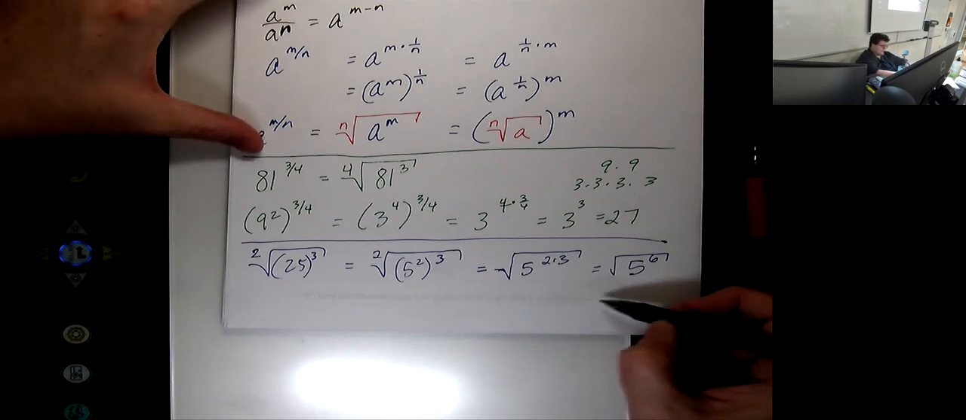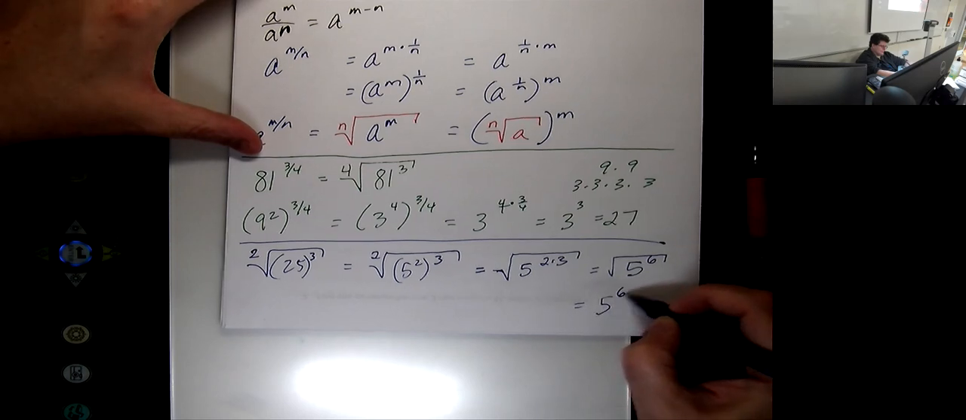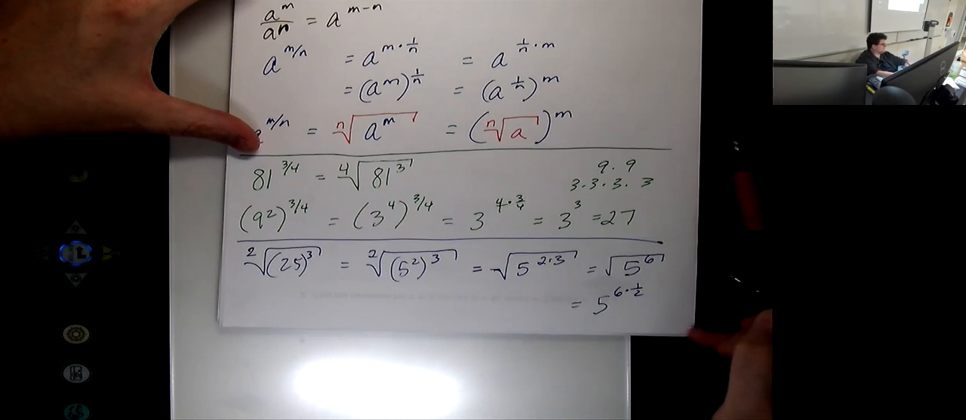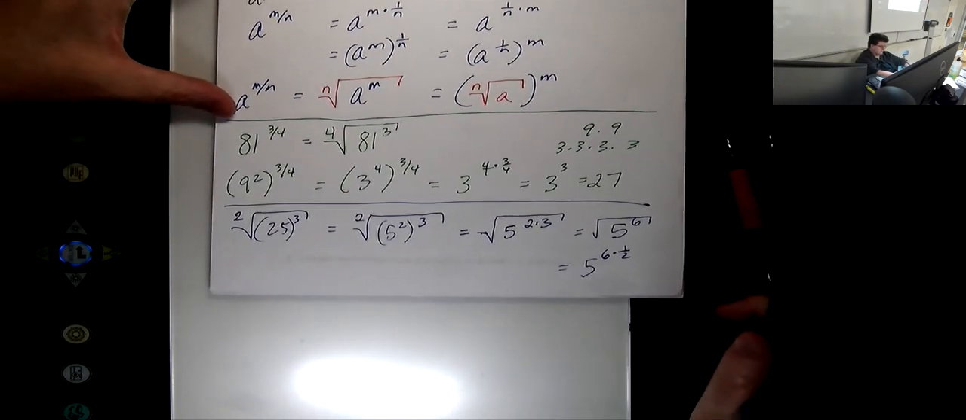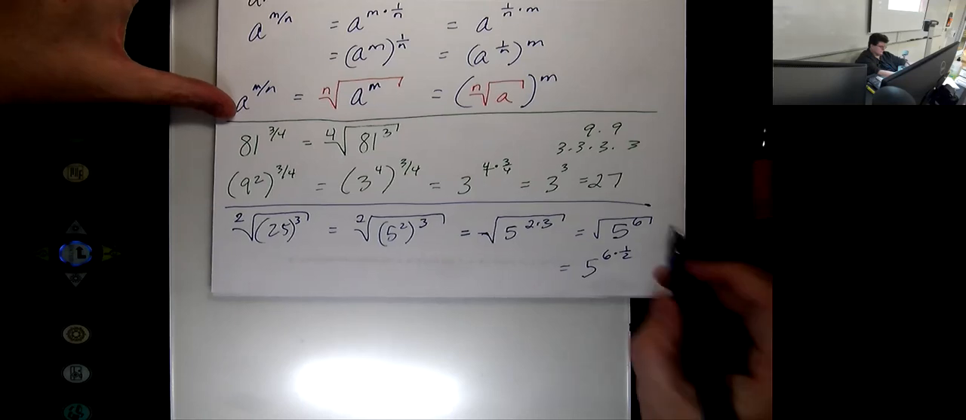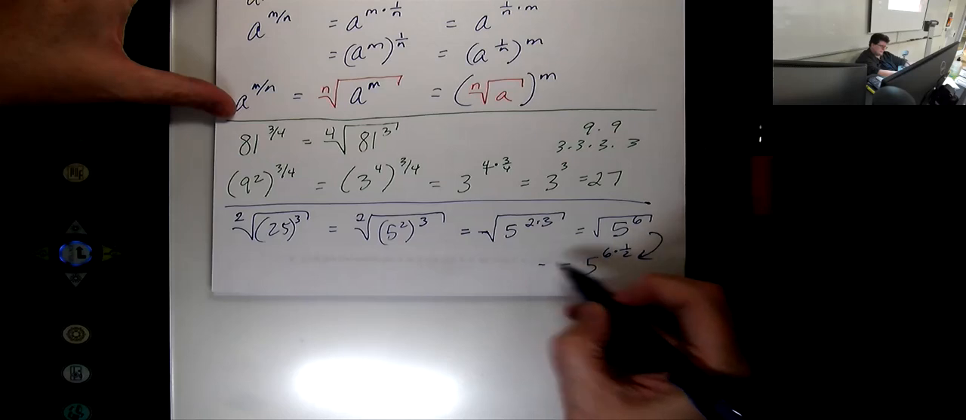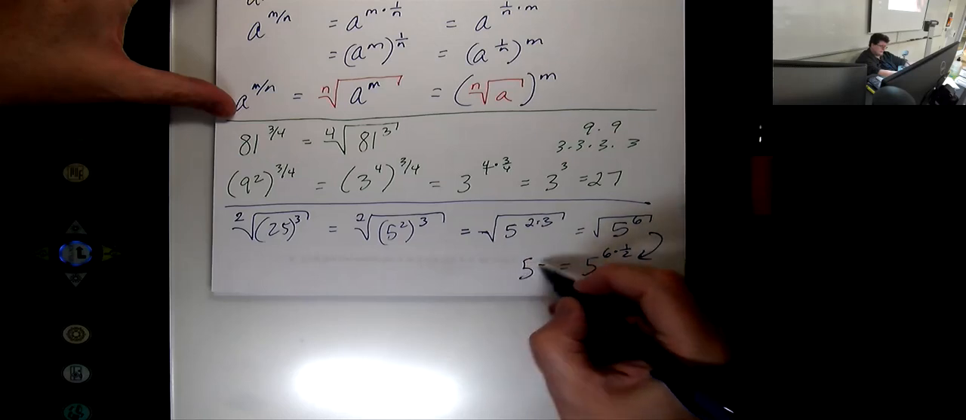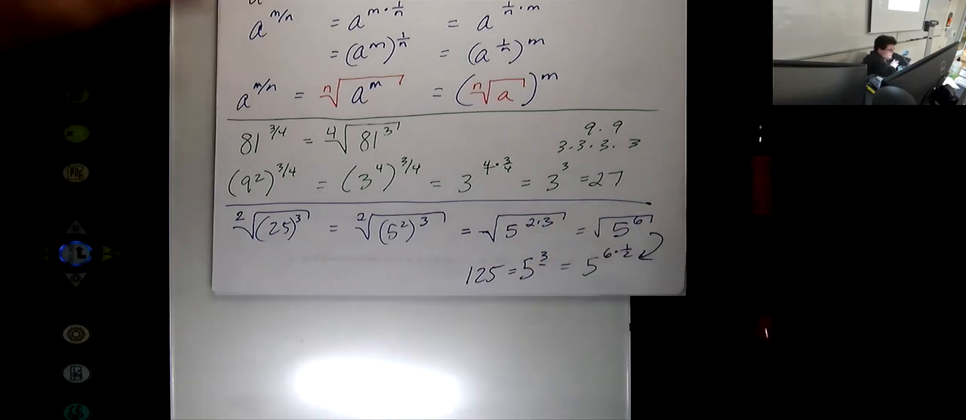At this point, recognize that the square root sign means multiply the exponent by 1/2. And 6 times 1/2 is 3. So I've got 5 to the 3rd power, which is 125.